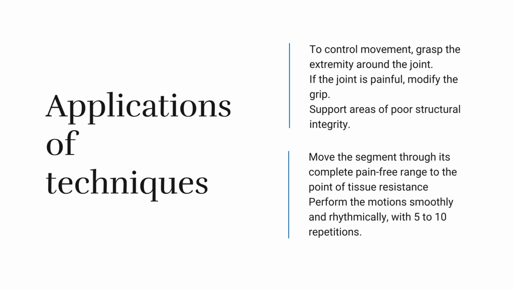If the joint is painful, modify the grip. Support the areas of poor structural integrity, such as a hypermobile joint, a recent fracture site, or a paralyzed limb segment. Move the segment through its complete pain-free range to the point of tissue resistance, and do not force beyond the available range. If you force the motion, it becomes a stretching technique. It will not be a range of motion. Perform the motion smoothly and rhythmically with 5 to 10 repetitions.